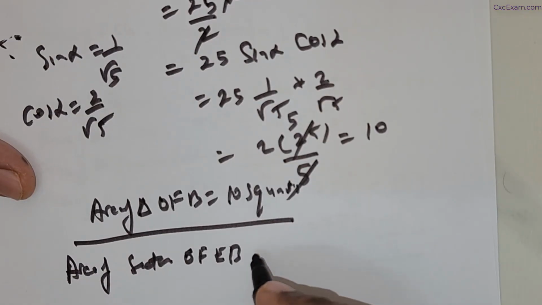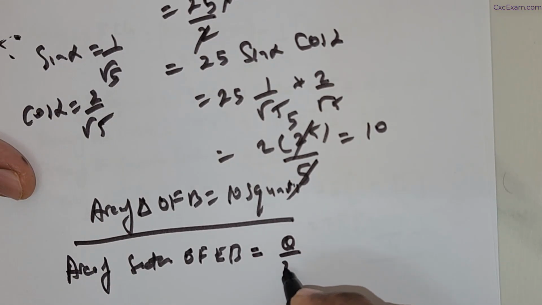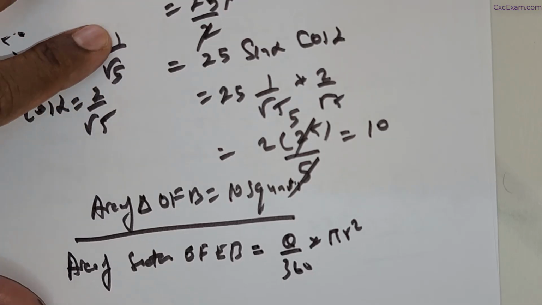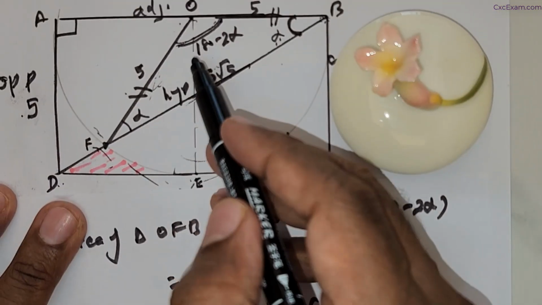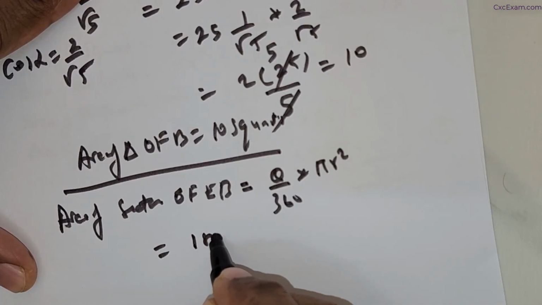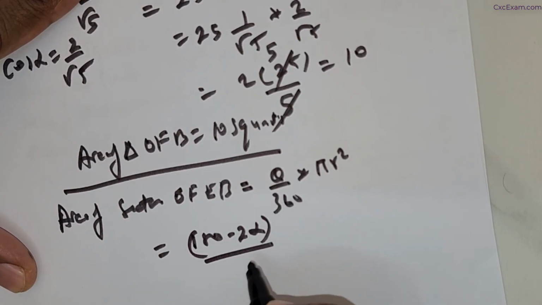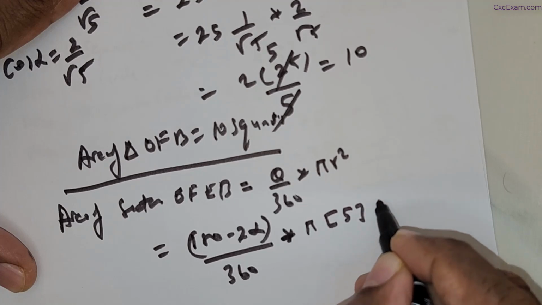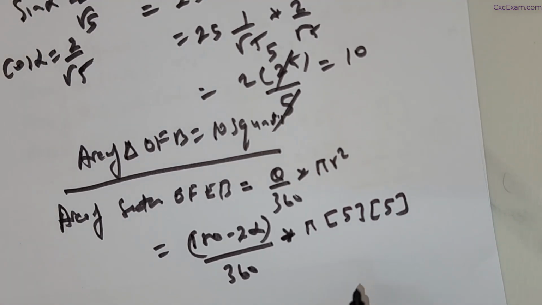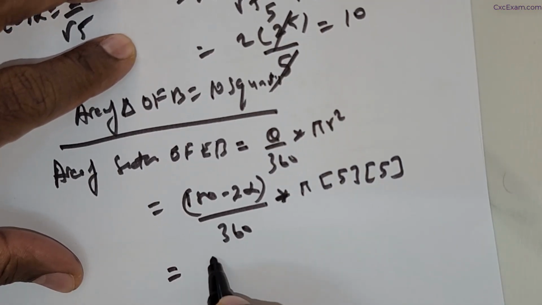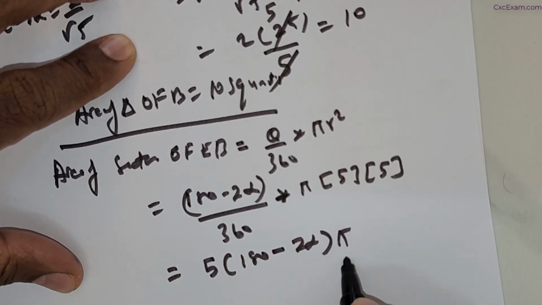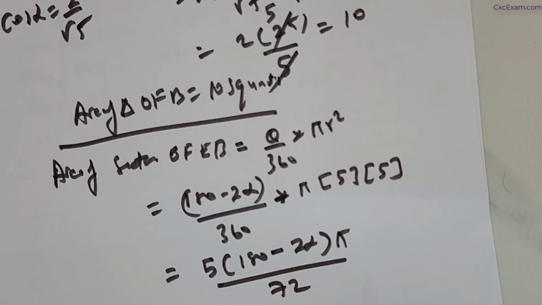So we need the sector area, right? What is that formula? Sector area is theta over 360 times pi r squared. My theta is this angle, so it's going to be 180 minus 2 times alpha, divided by 360, multiplied with pi. My radius is 5, so 5 into 5. Of course, we have already evaluated this. We have got this value to be 5 times 180 minus 2 alpha times pi divided by 72. In the previous case we actually obtained this.